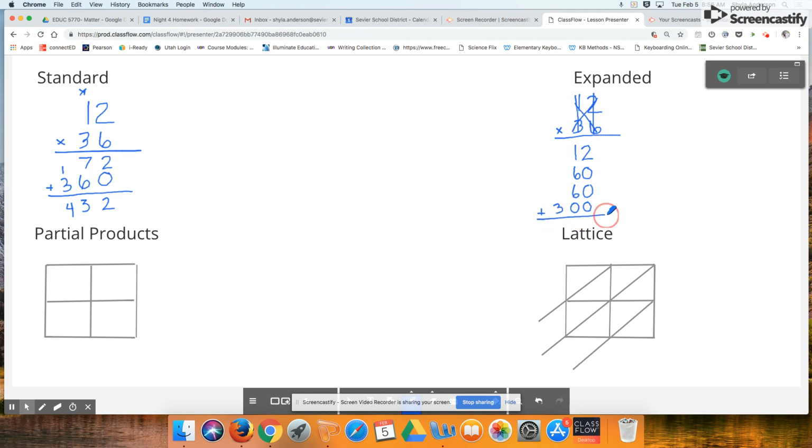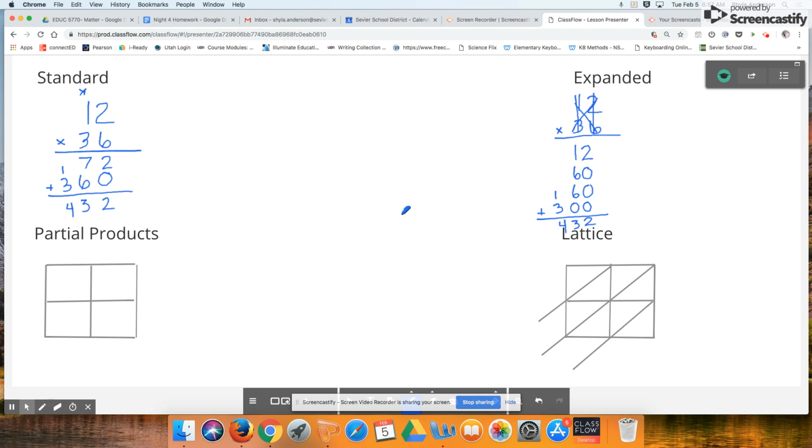Now we are just going to add. 2 plus nothing is 2. 6 plus 6 is 12, plus 1 is 13. Bring my 1 up at the top, and 3 plus 1 is 4. So now I have 432, the same answer as I got with the standard algorithm.